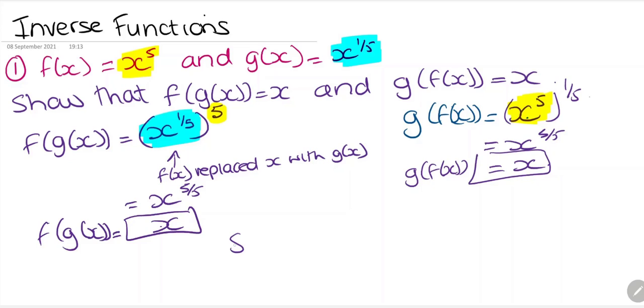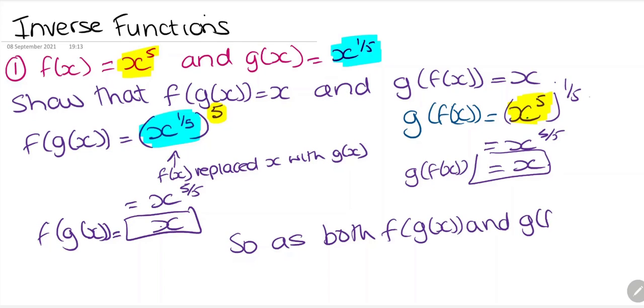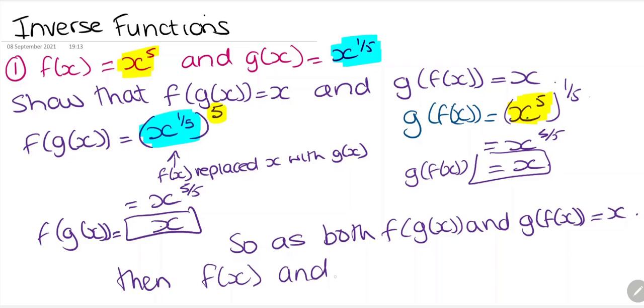So as both f of g of x and g of f of x both equal x, then f of x and g of x are inverse functions.